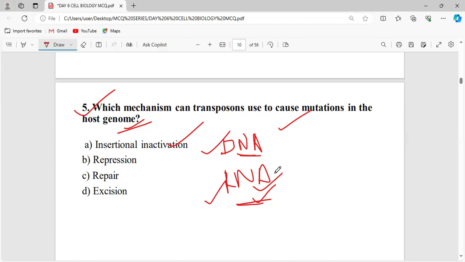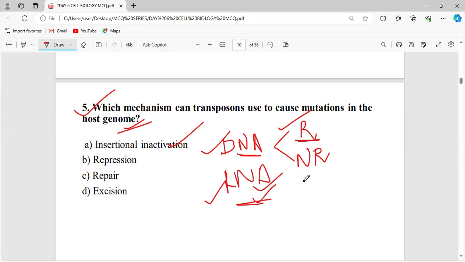And in class 2, we have two different types of DNA transposons: replicative DNA and non-replicative DNA. Replicative DNA is called the copy and paste transposition.